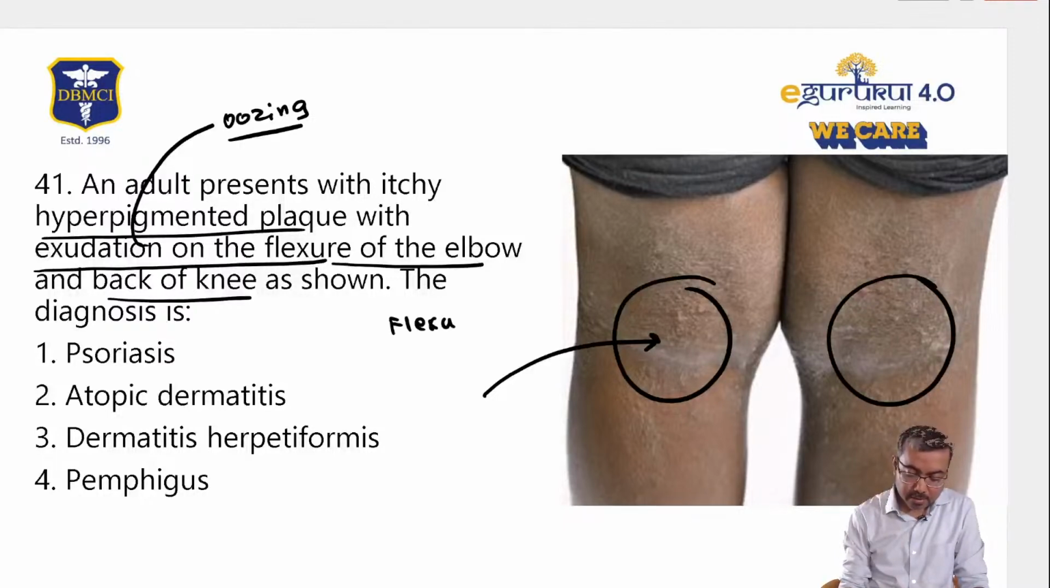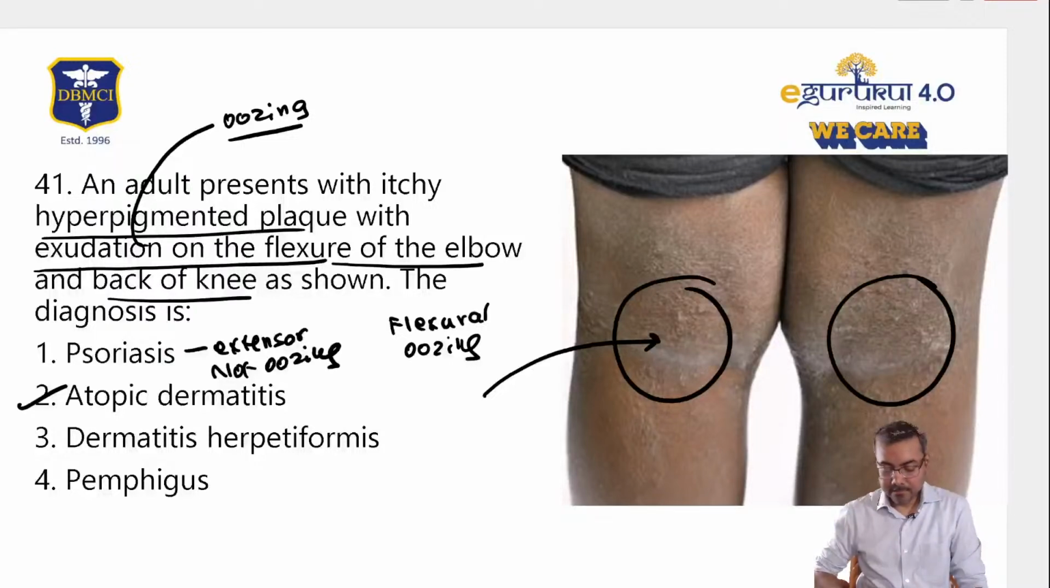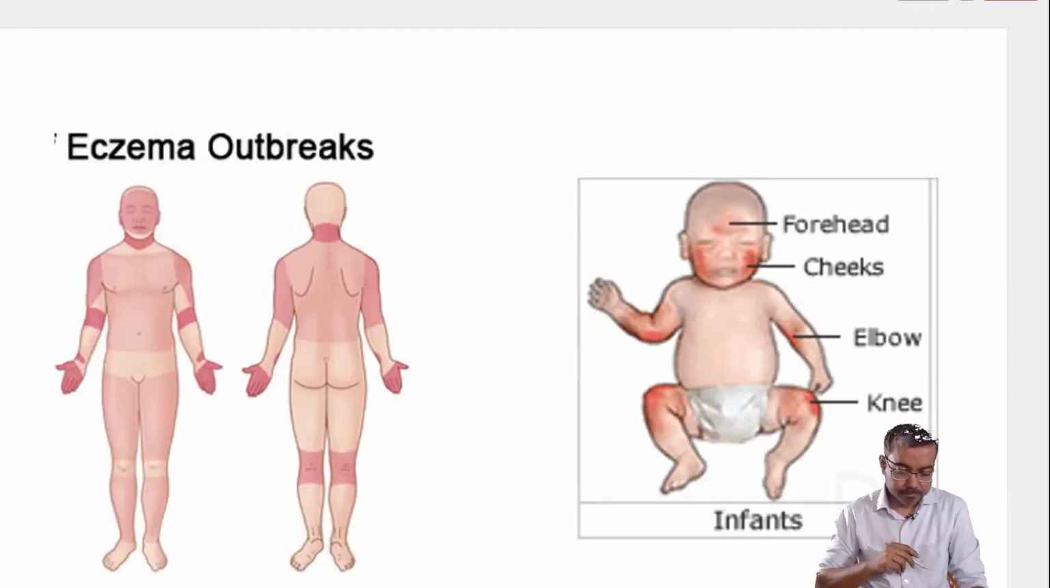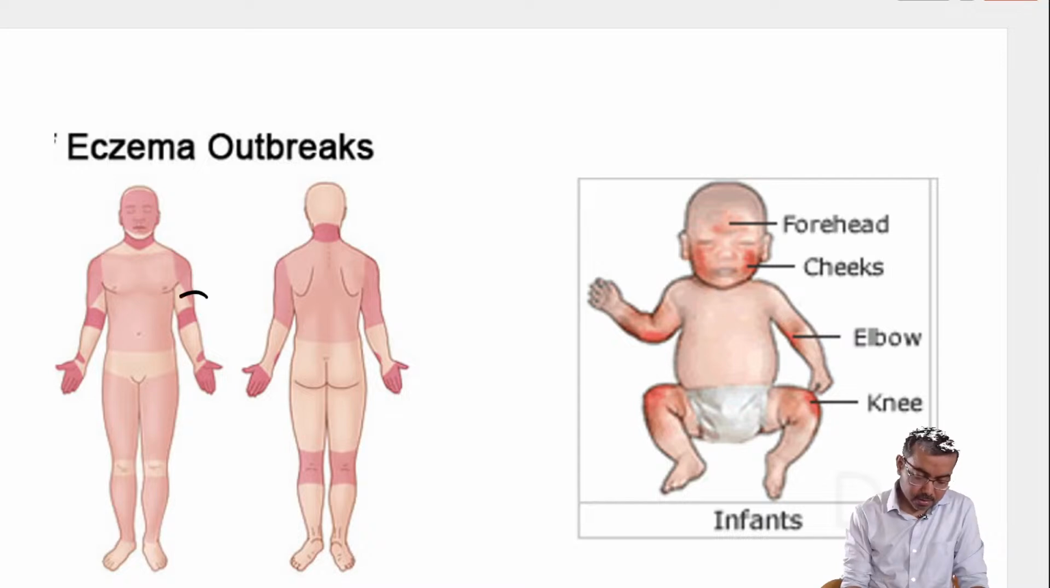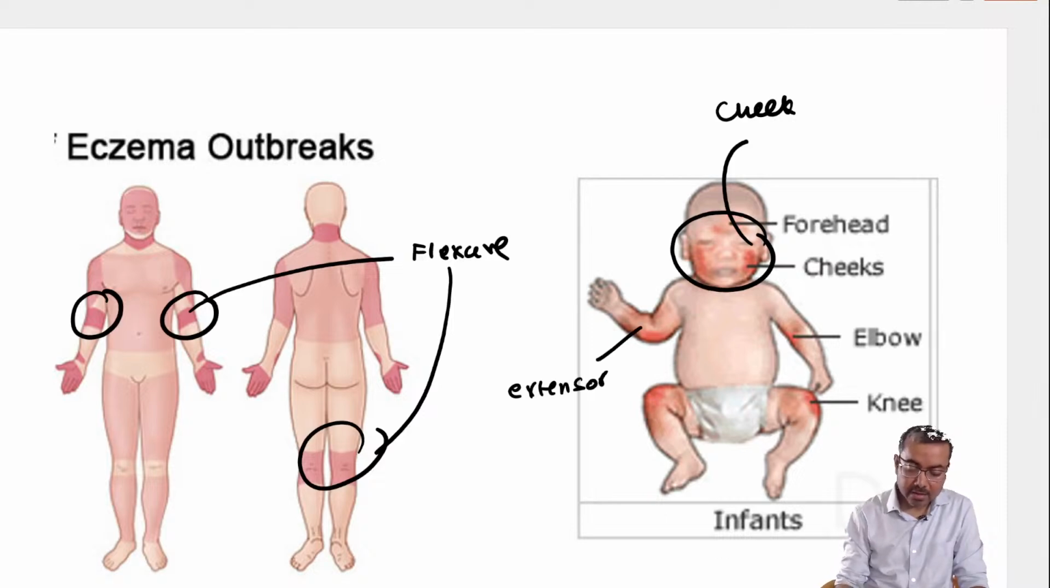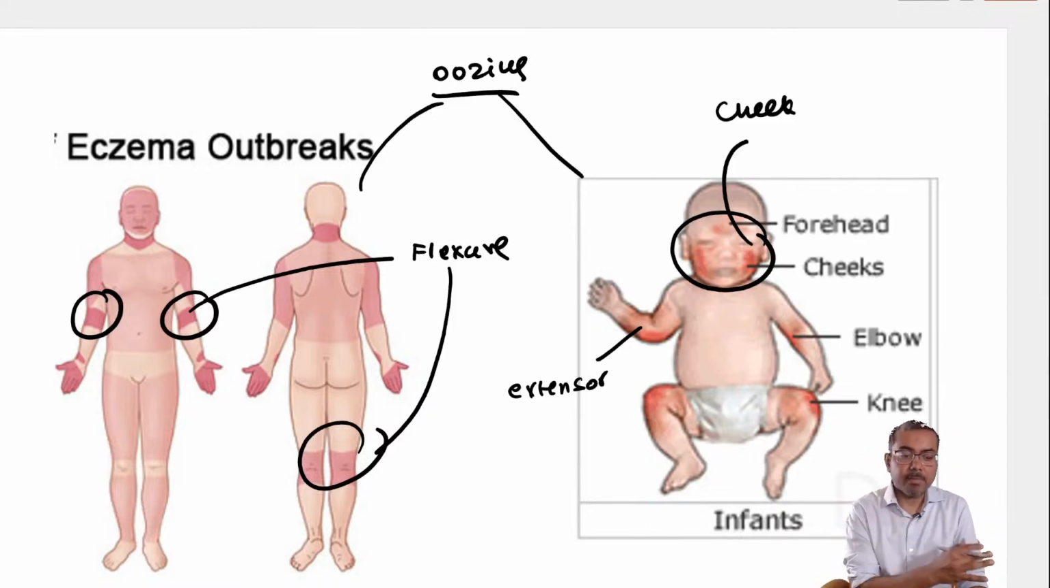Typically flexural involvement, oozing involvement would typically be atopic. Psoriasis would be on the extensor, and will not be oozing. Clear? Should be easy, right? Flexural and oozing. Exudation is your pickup word. Never forget that pickup word. Exudation, atopic dermatitis. Okay? Clear? Okay. This is what we mean. In adults, it usually comes on the flexure. That's what you remember. Flexure, flexure. In children, it usually comes on the cheeks and extensors. And oozing is there in both, right? But the area in infants would be different as compared to what adults will have.